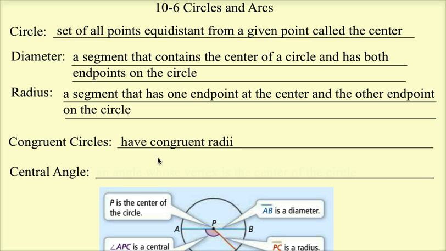Congruent circles have congruent radii. Radii is just the plural for radius. So if two circles are congruent, that means their radii have the same measure.